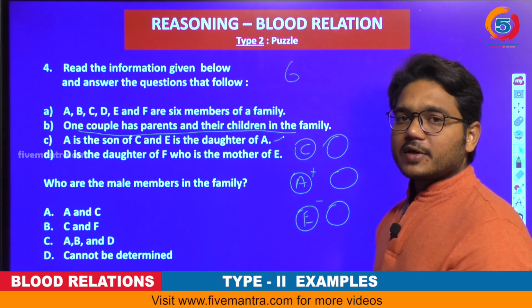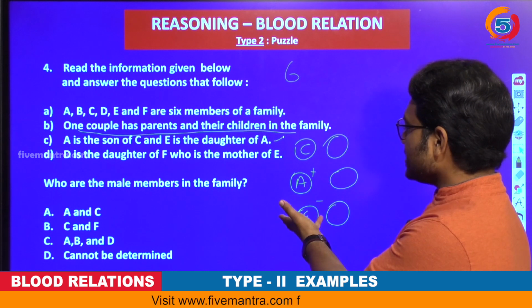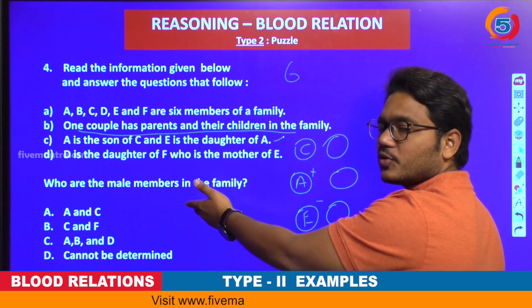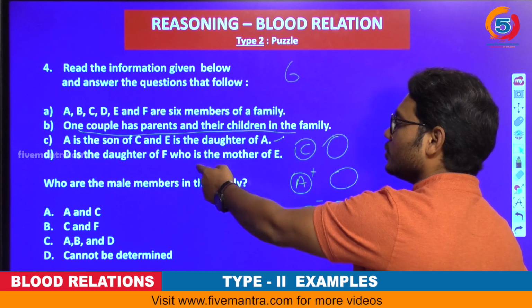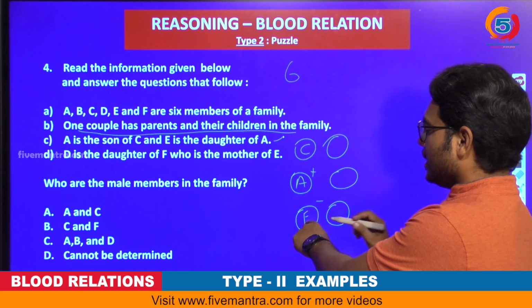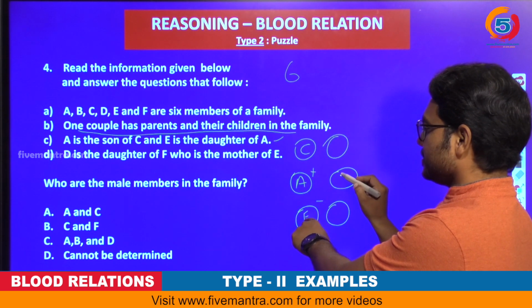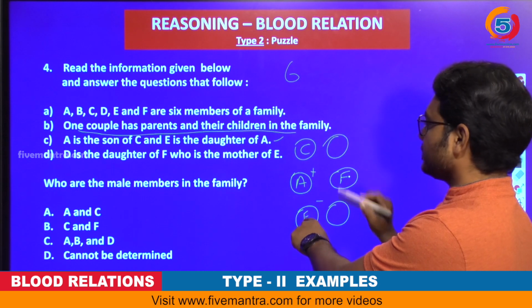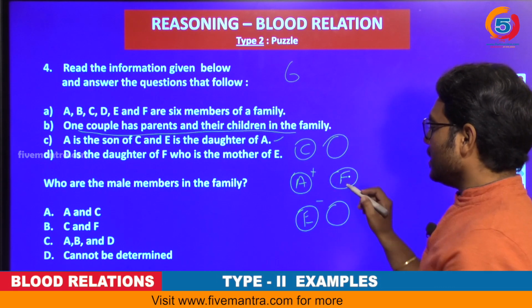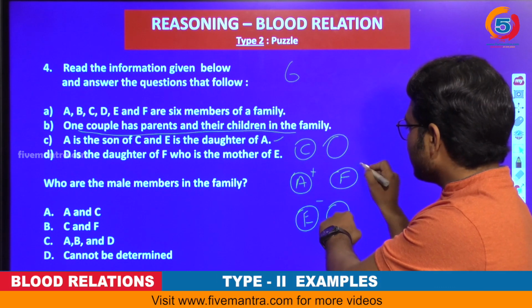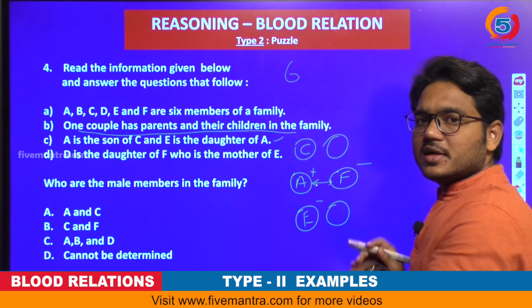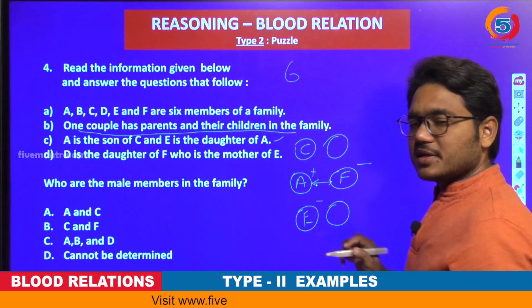D is the daughter of F. So where is F? You don't know, but F's extension is given. To identify F, what is the further statement given? Who is the mother of E? So where is E? Here. Her mother will be here. So this is F. F is the mother of E, so E's mother will be placed here. So obviously this is the couple we are talking about, A and F, and E's mother is F.